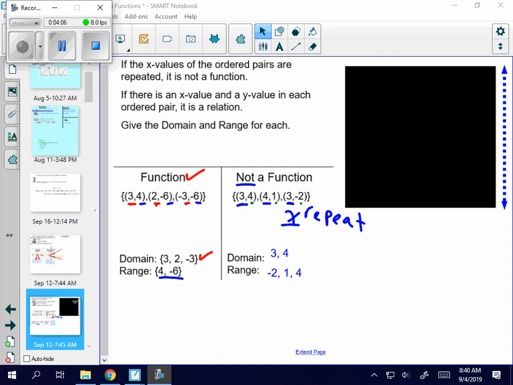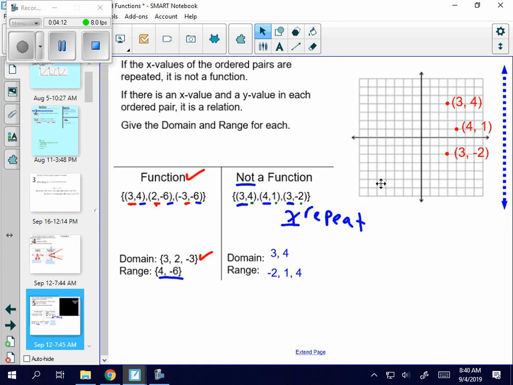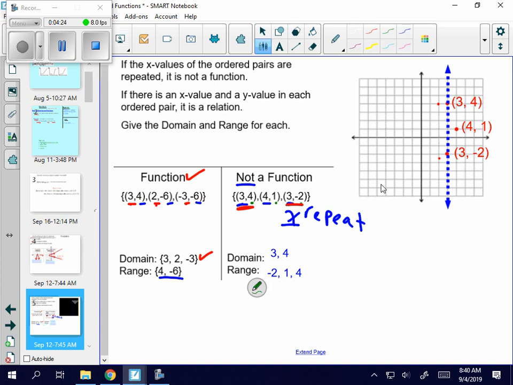In fact, while we're at it, let's show why this isn't a function. I can plot these points on a coordinate plane. See the point 3, 4, and 3, -2? They're on top of each other. If I were to apply the vertical line test, I can see that my vertical line touches here and here. And remember, if the vertical line touches more than once, it's not a function.